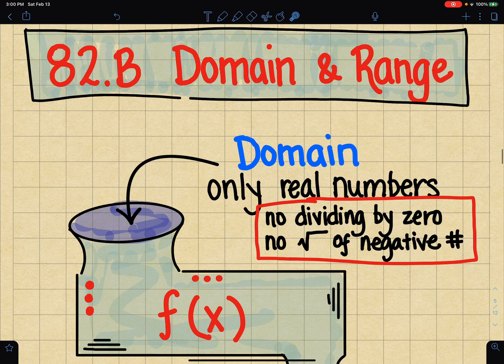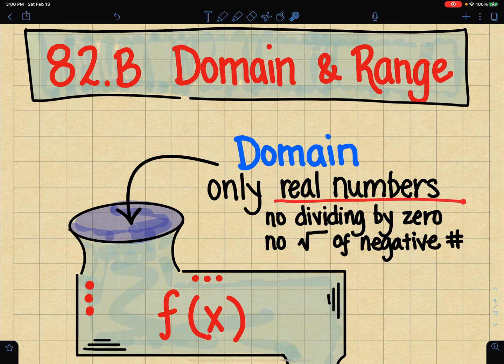Now, let's go to 82.b, which talks about domain and range. So that's on the next page, on page 338. Now, it says basically in this book and in this whole math series of algebra, we're only using real numbers. So we're not putting in any imaginary numbers or anything like that, right? So we haven't even got to those yet. So just remember, we're only putting in real numbers.